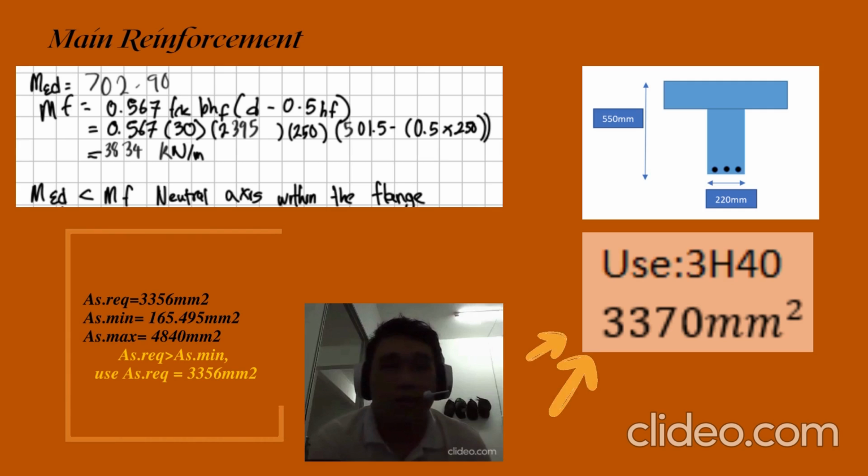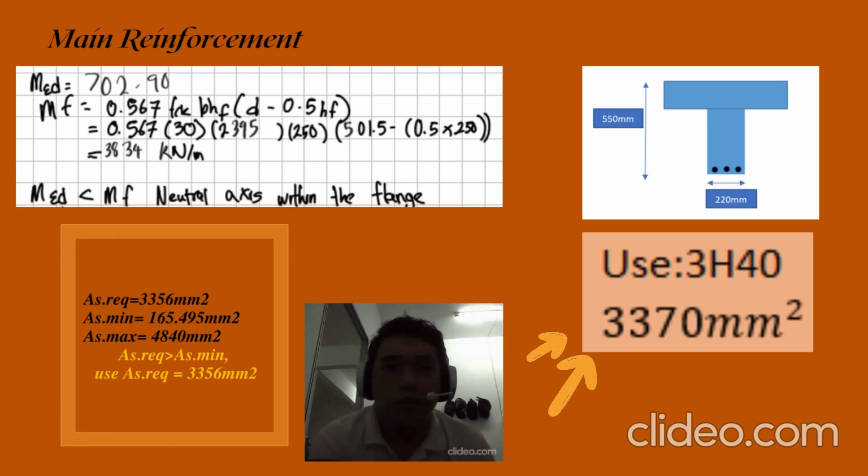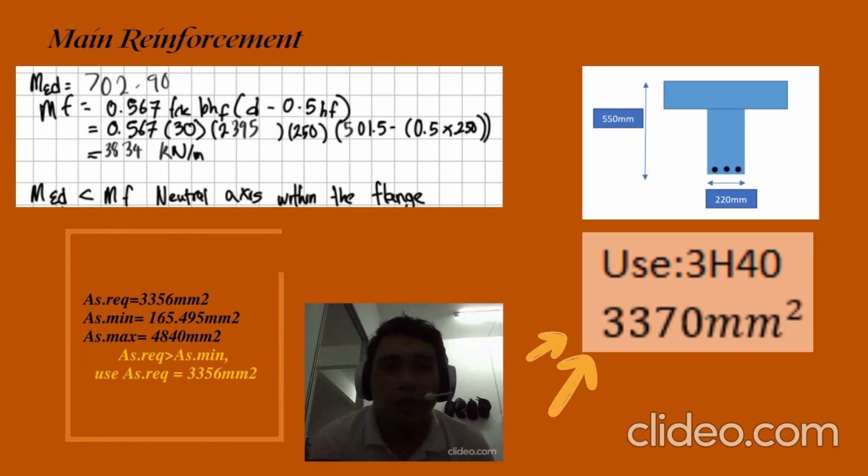It's actually my MED is bigger than my MF, and then as you can see, my AS required is bigger than my AS min because my AS required is 3,356 millimeter square, and my AS min is 165.495 millimeter square. So as you can see, I use my AS required, which is 3,356 millimeter square, and for the beam, I'm using 3H40, which is 3,370 millimeter square.